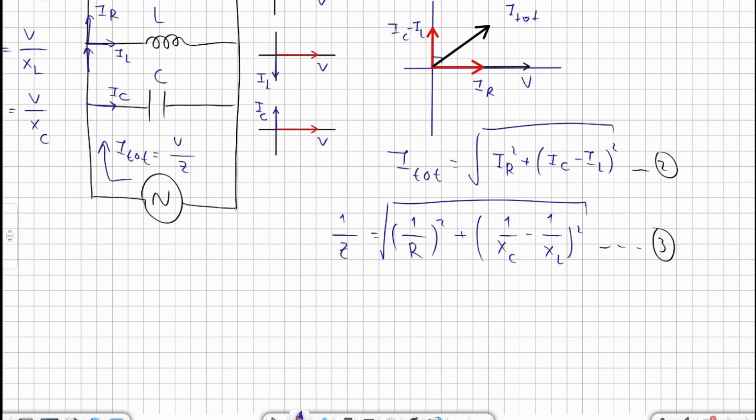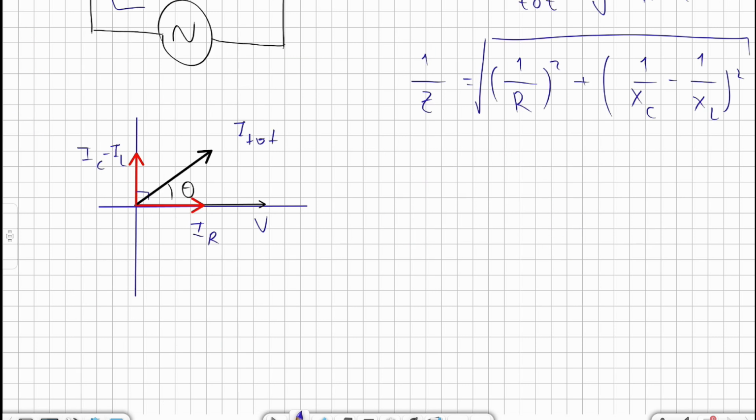In order to find the direction, we need to have the phasor diagram again. And the angle that we need is always between I total and V total. In this case, V total is on the same axis as IR. We'll be using the tangent rule to find the angle. Tan theta is equal to opposite over adjacent. The one here that is opposite is IC minus IL. The one that's adjacent is IR. We know that adjacent is always attached to theta and opposite is not attached to theta. So we can write it as IC minus IL over IR.